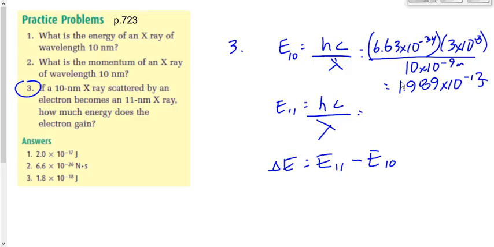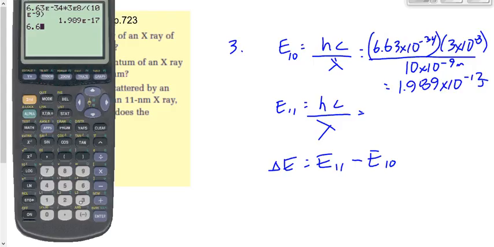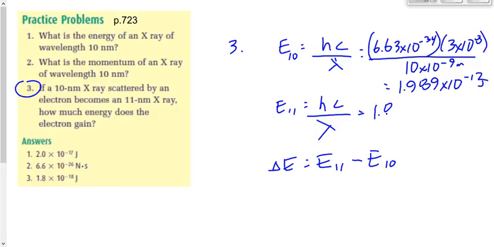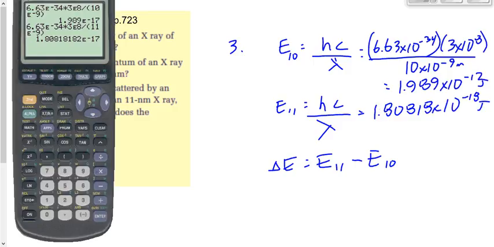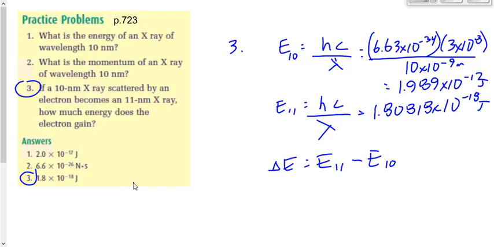We'll do the same thing right here. This is going to be 6.63 times 10 to the minus 34 times, this time it's 11, it's still 3 times 10 to the 8, divided by 11 times 10 to the minus 9. That gives 1.80818 times 10 to the minus 18. So let's subtract those now, and we end up getting 1.81 times 10 to the minus 18. Is that okay?